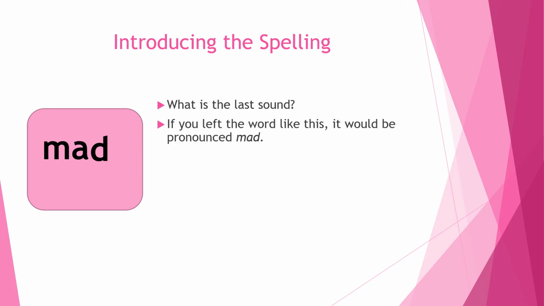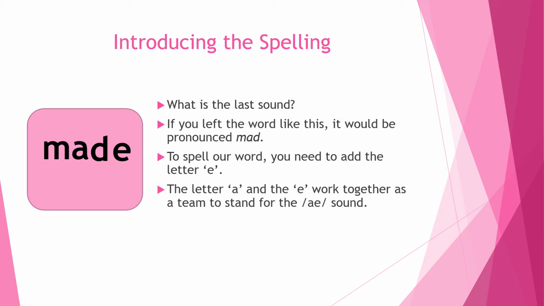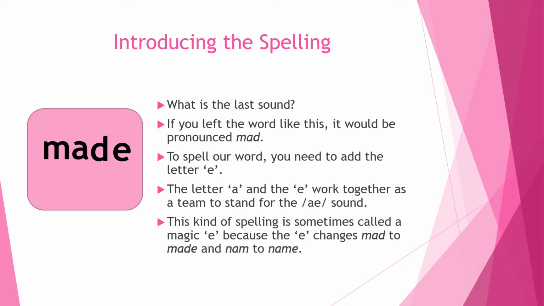So if you left the word like this and didn't add anything else to it, the word would be pronounced mad. But to spell our word with that A sound, you need to add the letter E. Now this word is made. The letter A and E work together as a team to stand for the A sound. This kind of spelling is sometimes called a magic E because the E changes the word mad to made. It also changes the word nam, which is a nonsense word, to the real word name. That E, it's pretty magical. It's also very tricky.